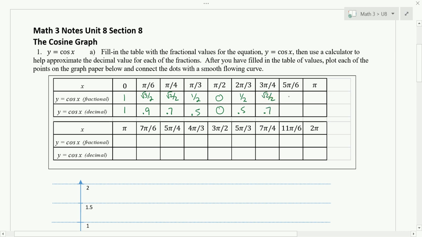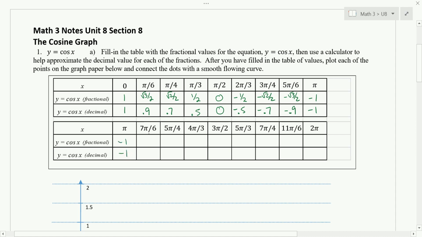30-degree reference angle in quadrant 2 gives us, actually I'm making a mistake here. Correct my mistakes. These should be negative because they're cosine. And cosine is negative in quadrant 2. So these are negative root 3 over 2. And this would be negative 1. Okay. This is a repeat, negative 1.